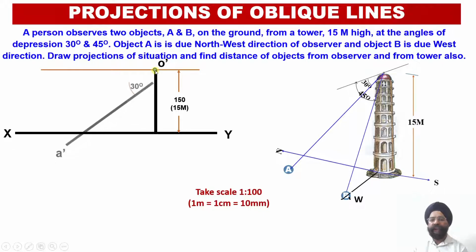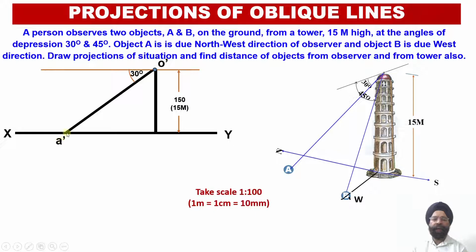So point O dash has been located, and we also know that the angle of depression, while the observer is going to view object A, this apparent length is at an angle of 30 degrees from the top. So this is the angle of depression. Angle of depression means now from the top we have to use this angle equal to 30 degrees in order to locate the point A dash onto the ground.